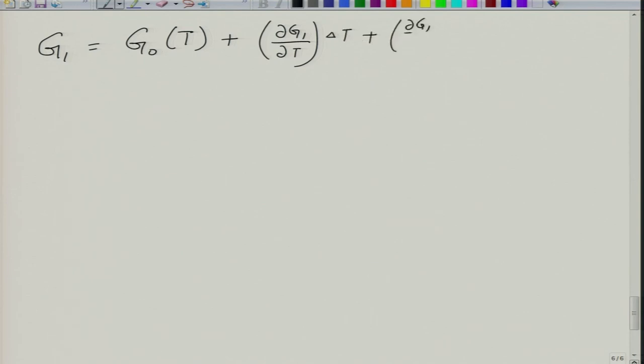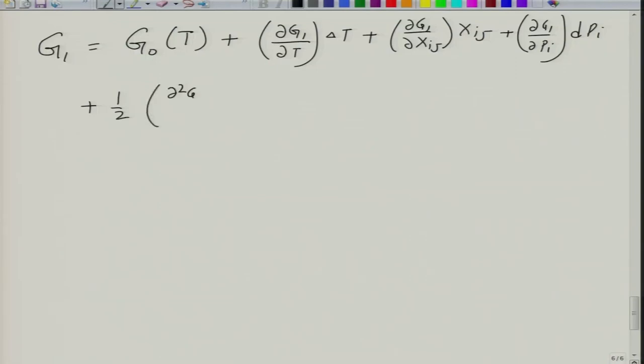So the free energy expression G1 can be written as G0(T) plus ∂G1/∂T into ΔT, plus ∂G1/∂Xij into Xij, plus ∂G1/∂Pi into dPi. So this is the first order change that you make on the basis of temperature, the stress and the polarization, okay. Now you need to take the second order terms.